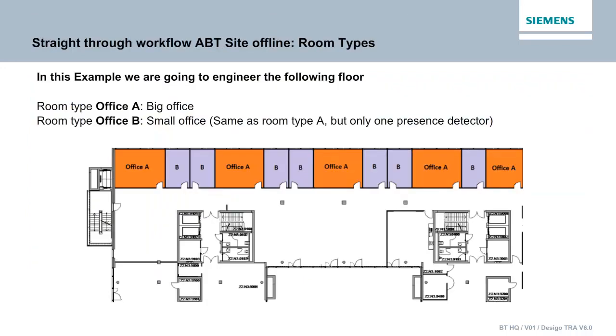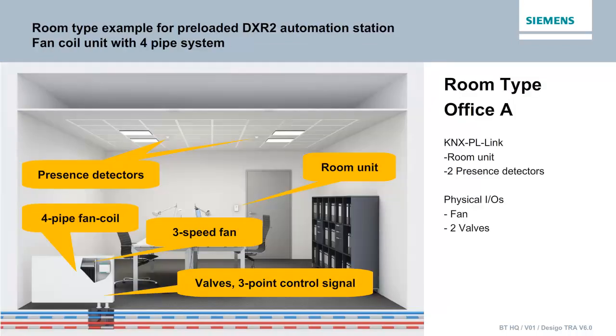We are going to engineer a floor with 2 room types. Office A is a big office with 2 presence detectors. Office B is a small office with 1 presence detector. We are going to engineer this room type, containing a 4-pipe fan coil, a fan, and 2 valves. The room is controlled by a room unit and 2 presence detectors.